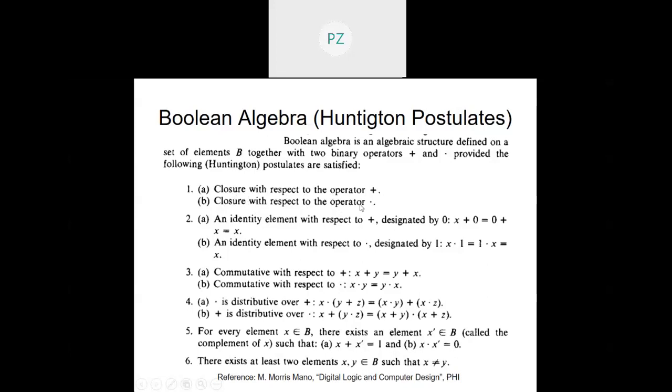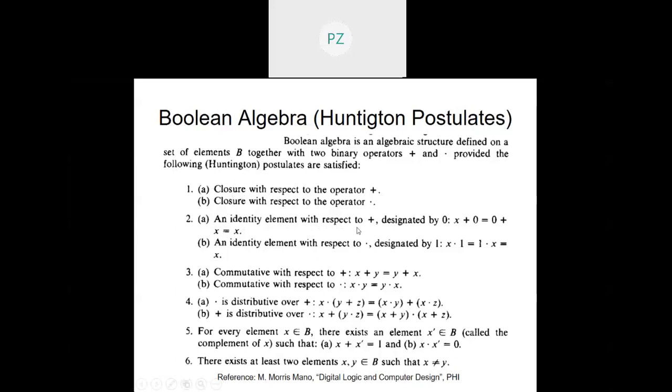Similarly, closure with respect to the operator AND. We have seen in the truth table itself that with respect to the AND operation, the input combinations are either 0 or 1, and the output also is within 0 and 1. So this is what closure means.